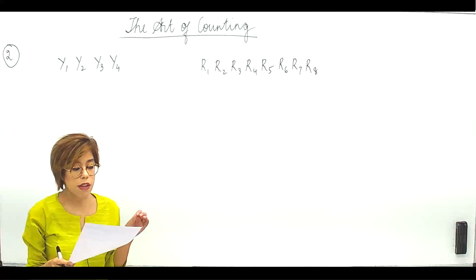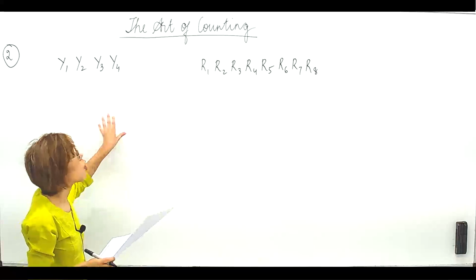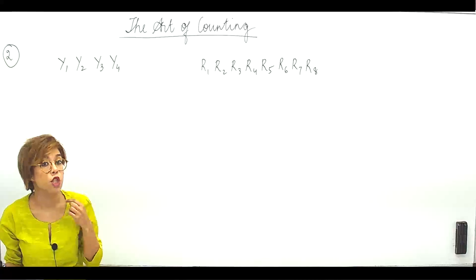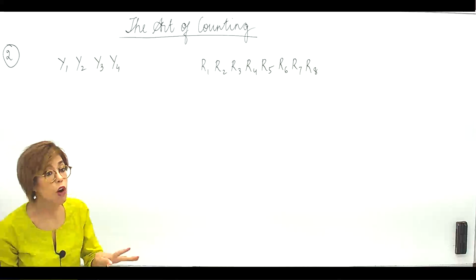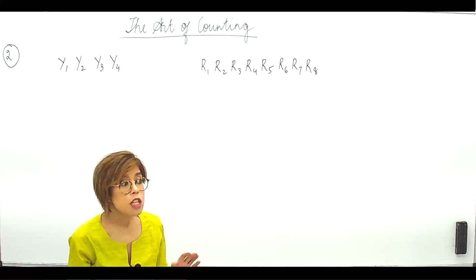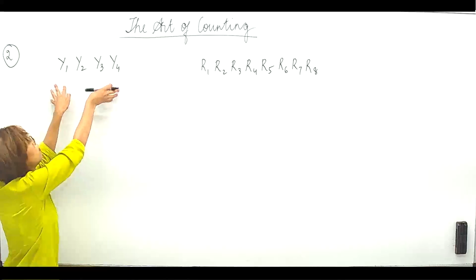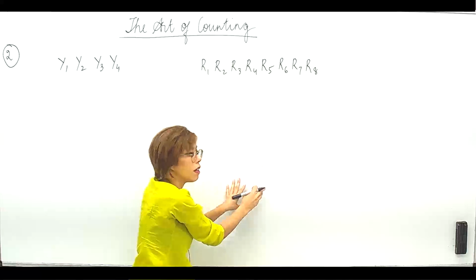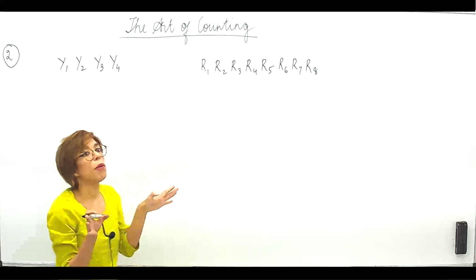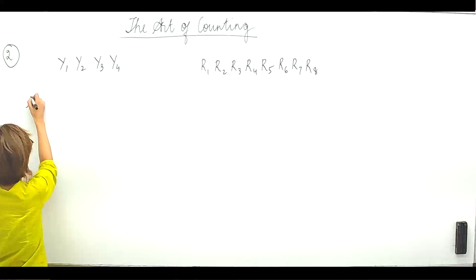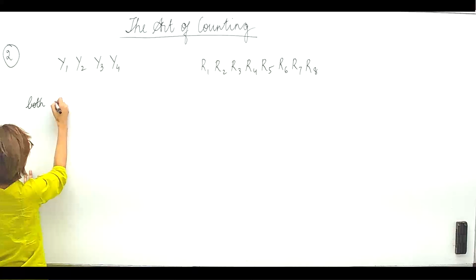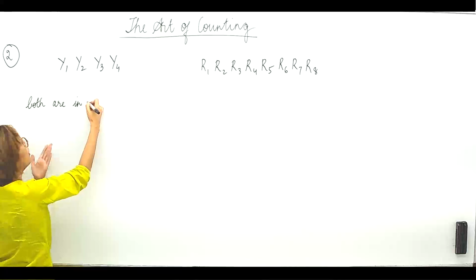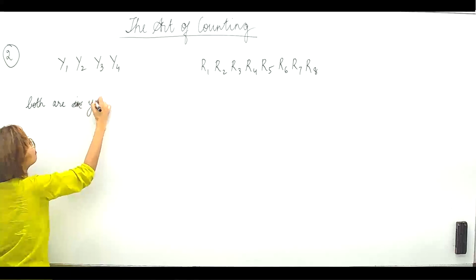Right? In how many ways can you select 2 roses of the same color? So I need to select 2 roses, but there is a condition that they have to be of the same color. Right? So either they have to be both of yellow color or both of red color. So let's talk about the first case. Then both are yellow in color.